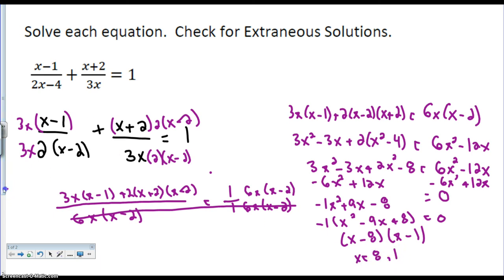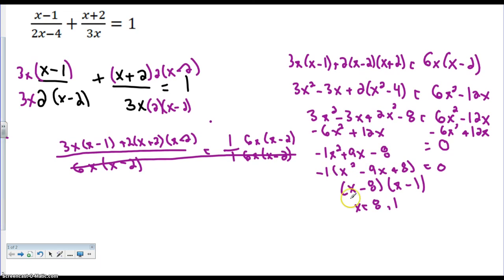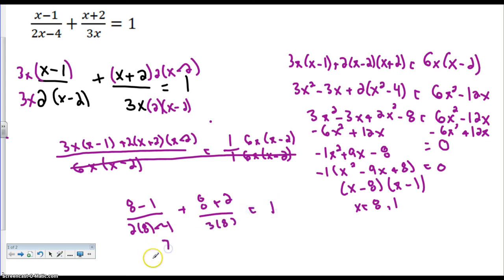Because I want to see if these are extraneous solutions, I have to plug 8 and 1 into the original equation. So let's plug in 8 first. I do 8 minus 1 over 2 times 8 minus 4, plus 8 plus 2 over 3 times 8, which should hopefully equal 1. So I have 7 over 16 minus 4, plus 10 over 24, should equal 1. So that's 7 over 12 plus 5 over 12 equals 1. So that checks out.